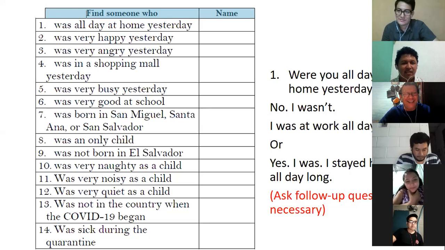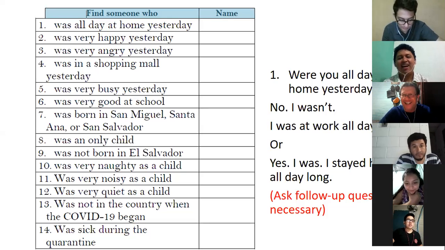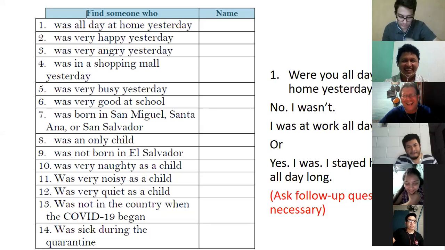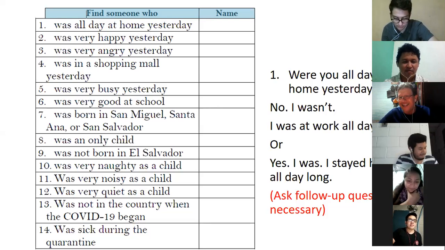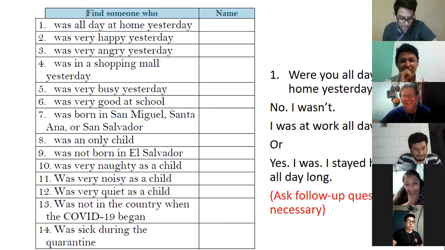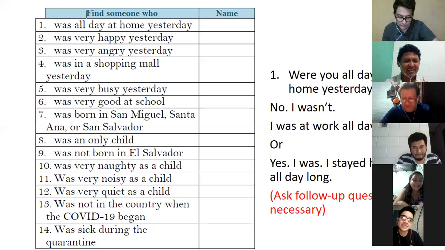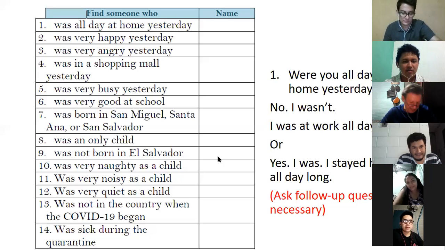And they were real quiet as a child. I don't think so. That's what they say, I don't know. Okay. Well, Brenda said that she was very naughty, and she's still like this. Yes, I was. Very nice. Okay. And what else?